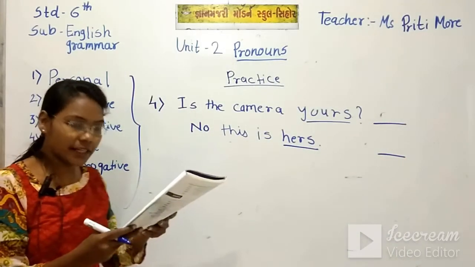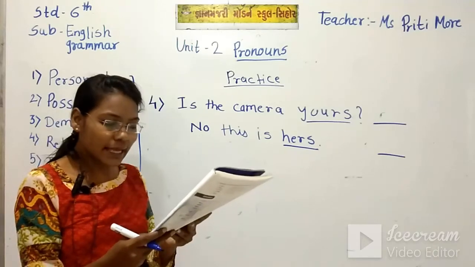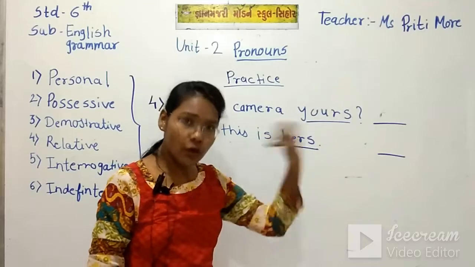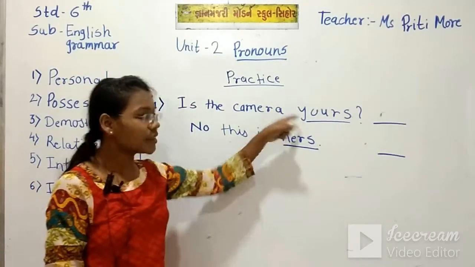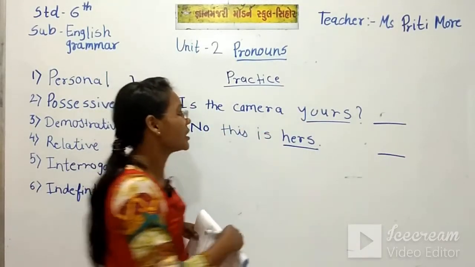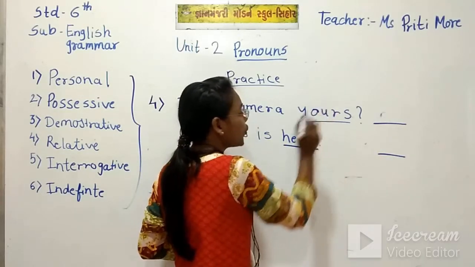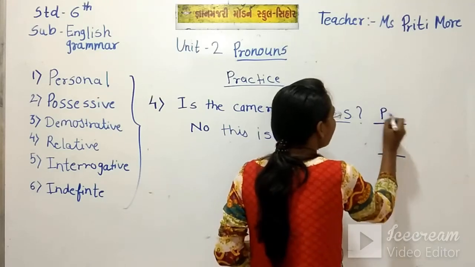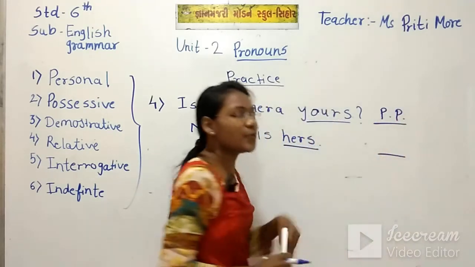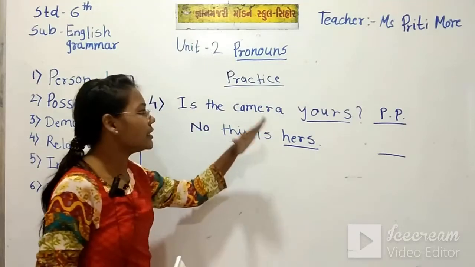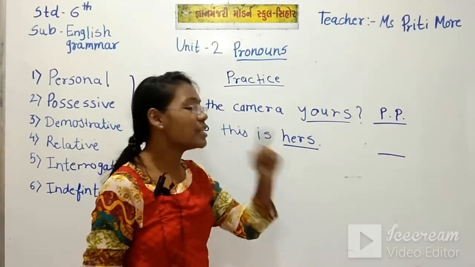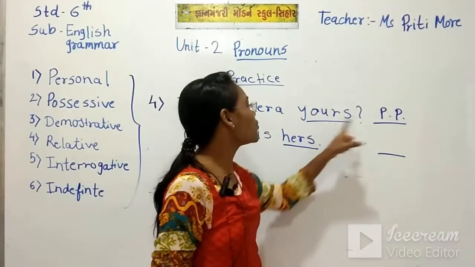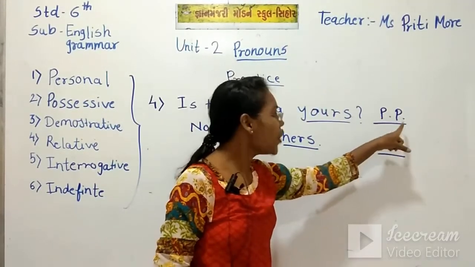Now the sentence is there in your textbook also. Is the camera yours? That means it's showing, does the camera belong to you? Is it your right on the camera? That means the word yours is showing the authority, the rights on the camera. So this comes in PP, possessive pronoun, because the camera belongs to you. That means you have a right on the camera. So this word yours comes in the possessive pronoun.